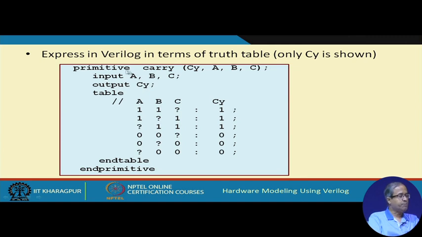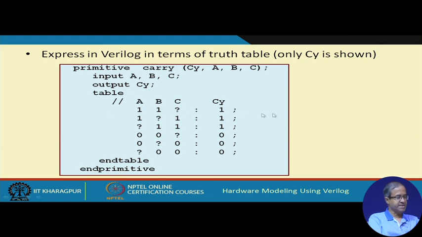There is a keyword called primitive, and we use this primitive keyword here. I am only showing it for carry. There are 4 parameters: this is the output, and A, B, C are the inputs. I declare the input and output signals, and I use a keyword table. Here this is a comment just for showing that these are the values of A, B, C and this is C, Y. This is a comment line just for convenience. The way you specify the input is you specify 0 or 1, and question mark means do not care, and colon separates inputs and outputs.